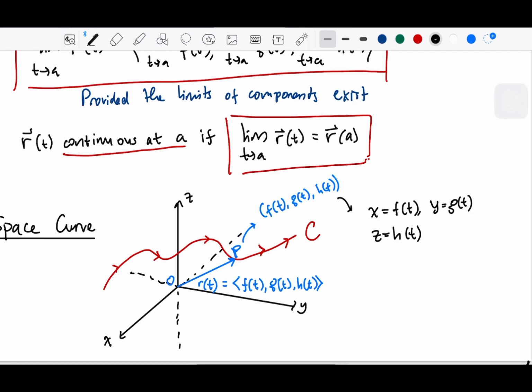And t will vary, like a parameter. So through some interval, we can set our value for t. So C, if we call this a space curve, we call these the parametric equations of C, which is the space curve, with parameter t.